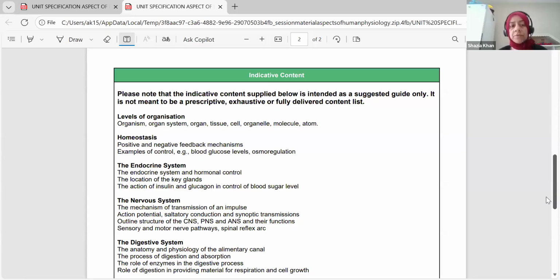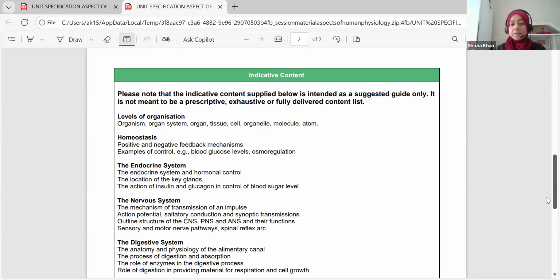We will talk about the levels of organization: the organism, the organ system, the organ itself, the tissue, cell, the organelle, and the molecule or the atom. We will talk about homeostasis, positive and negative feedback mechanisms, examples of control, how the body systems are controlled through blood glucose levels, osmoregulation, what the endocrine system is and how it is made up. So it's the hormonal control as well. The location of key glands, where the different glands are situated within the body, and the action of insulin and glucagon in the control of blood sugar levels.